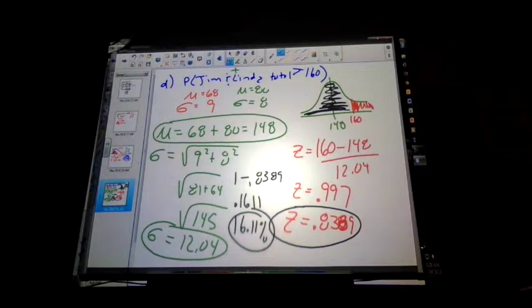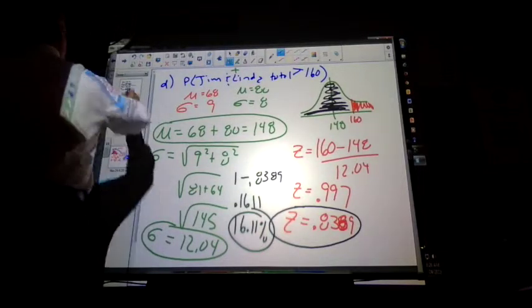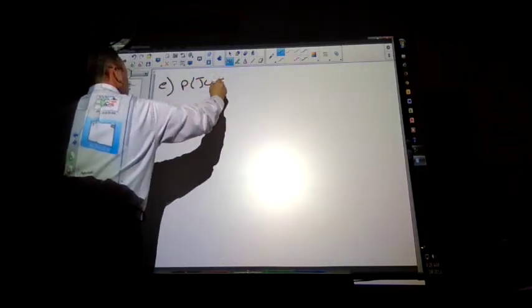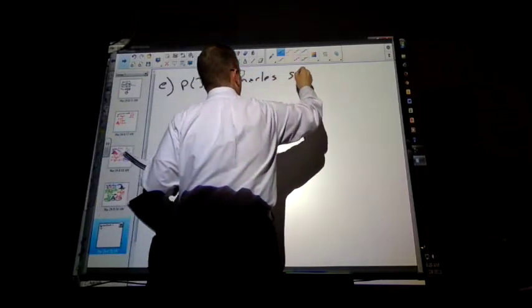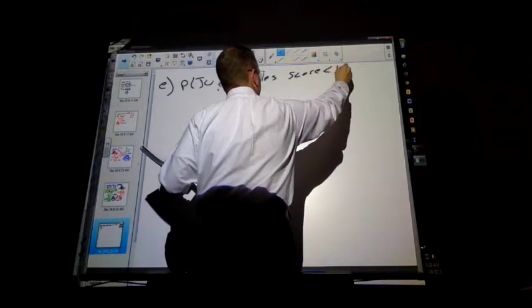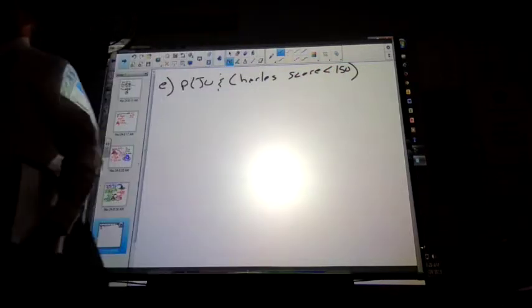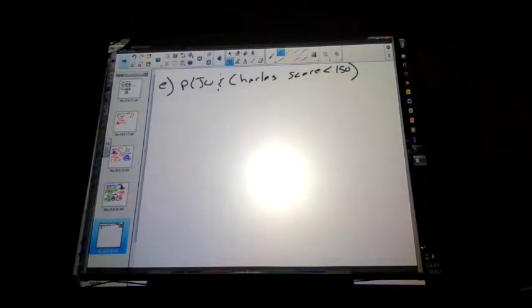Can I do letter E? We have Joe and Charles' total score is less than 150. What's the probability that Joe and Charles score less than 150? So is this the z-score from the back, or do I have to go 1 minus the z-score? Is it just asking for the area to the left or to the right as it sits? To the left. So the table in the back, once we find the area, is going to help us.